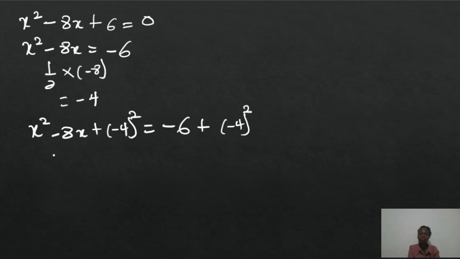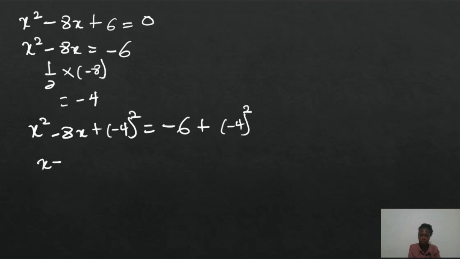From here, we take the terms that are squared, and then we square all of that. So x is squared here, and the other value that is squared here is negative 4. So we are going to get x minus 4.